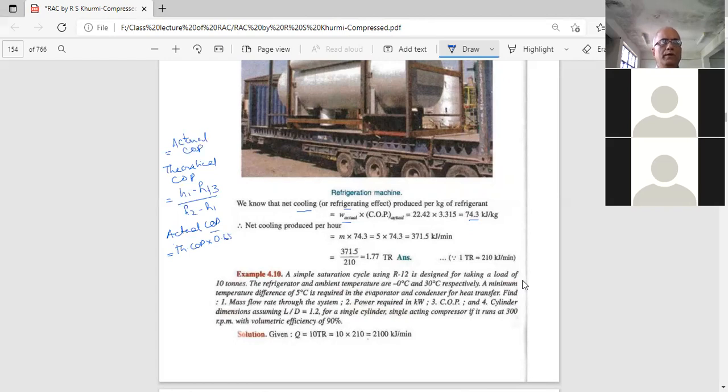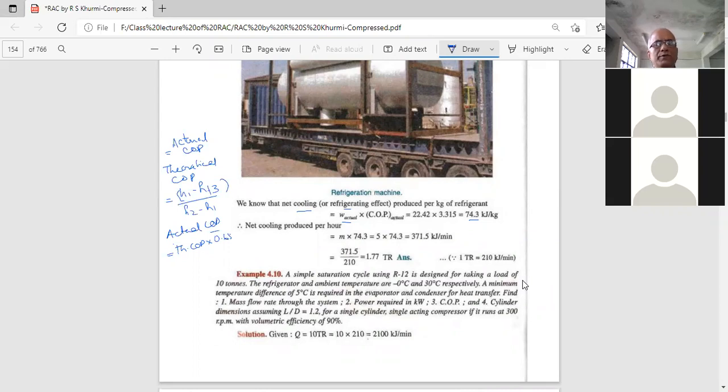And we know H2 minus H1, and if we multiply this difference with the actual COP, we get the actual H1 minus H3, or the actual refrigerating effect, that is 74.3 kilojoule per kg itself. Now, the net cooling effect per kg of refrigerant we can produce here is 74.3 kilojoule.